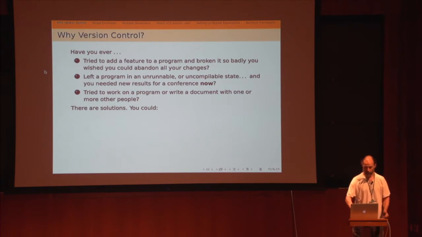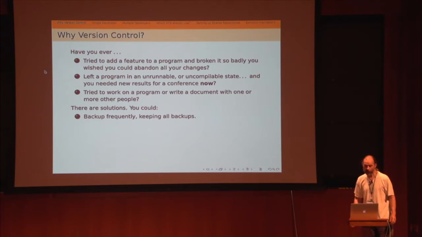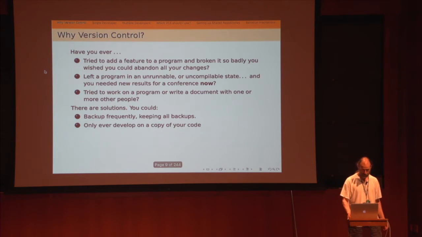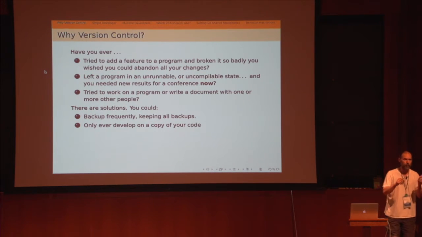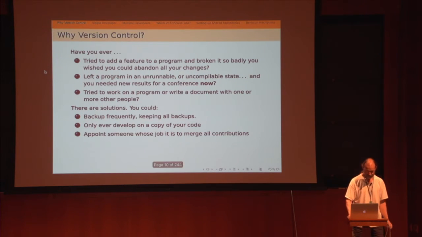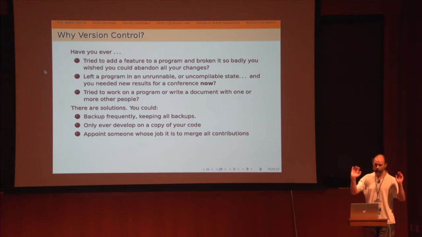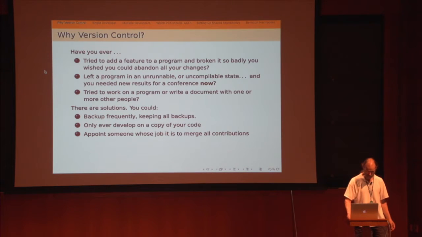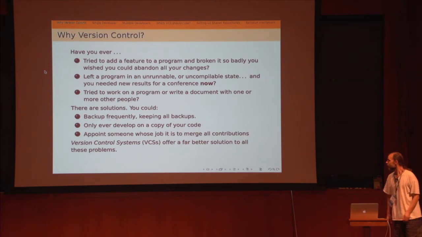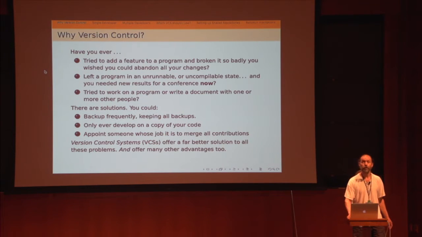So there are solutions. First thing we used to do was you just make backups. You keep all the backups. It doesn't scale, but it's very simple. Or you can only ever develop on a copy of your code. You always copy it over here and you keep the old version, and it's going to be fine. Or, of course, if you're really collaborating, you can get somebody whose job it is to merge everything together. You get a graduate student. This is the graduate student model of things. But fortunately, there is a better solution using version control systems, VCSs, which solve all these problems very much better than my proposals. And they have many other advantages as well.